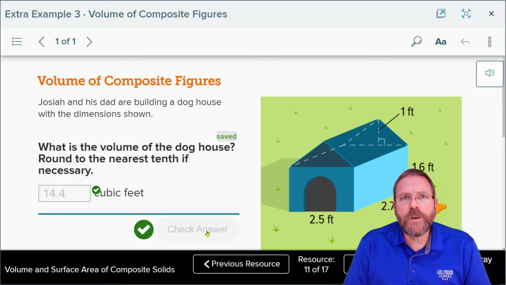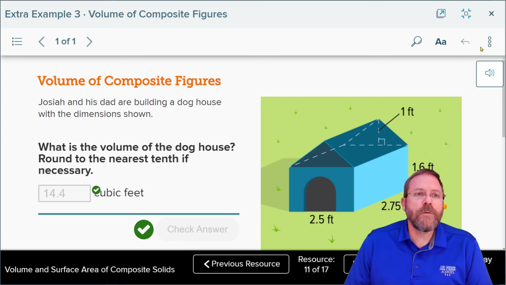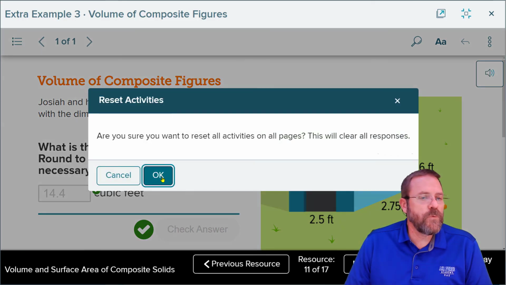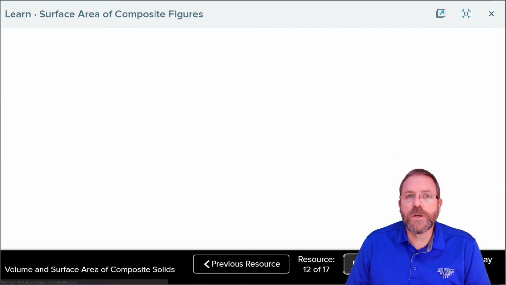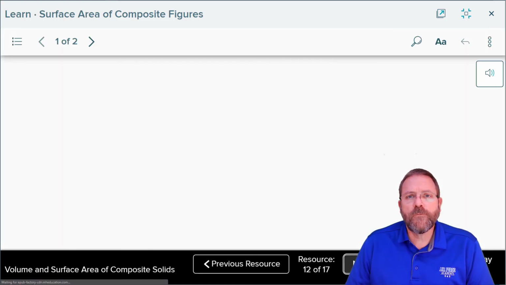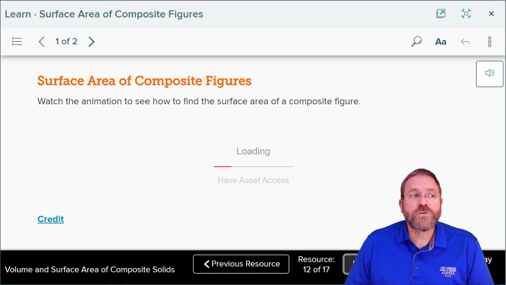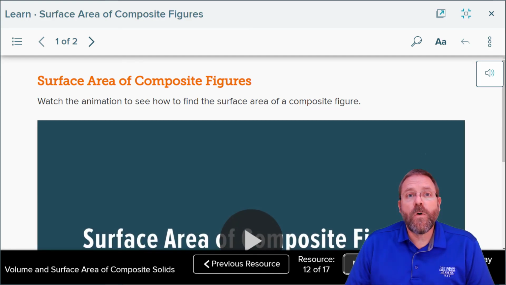That's going to be it for video 2. Come back and look at video 3 next, because in video 3 we're going in a new direction. We're done with volume. We're going to start getting into surface area, and that's going to be a whole new challenge.